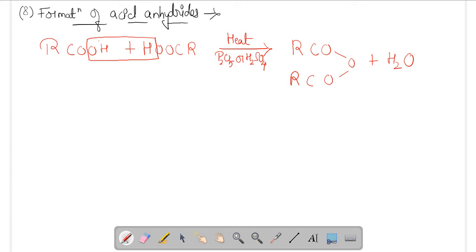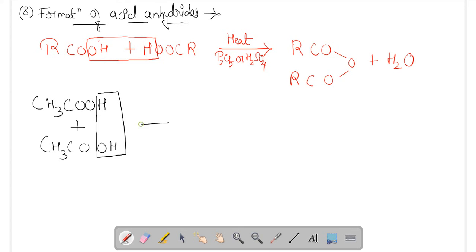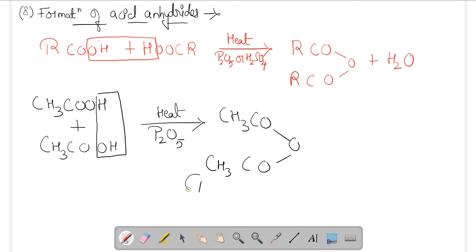So here an example can be taken as two molecules of CH3COOH. The removal of water will take place on heating these two molecules of carboxylic acid in the presence of phosphorus pentoxide. Then the compound formed here is CH3CO, that is acetic anhydride, acetic anhydride with the removal of water.